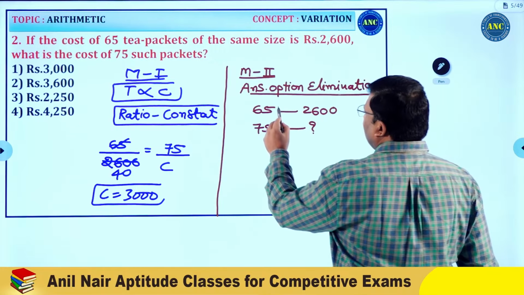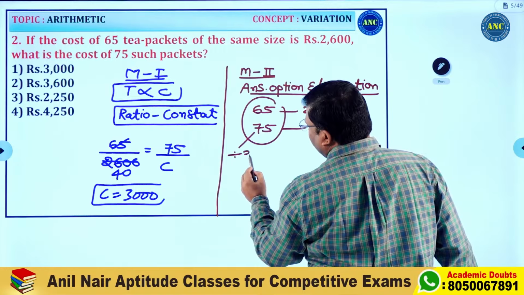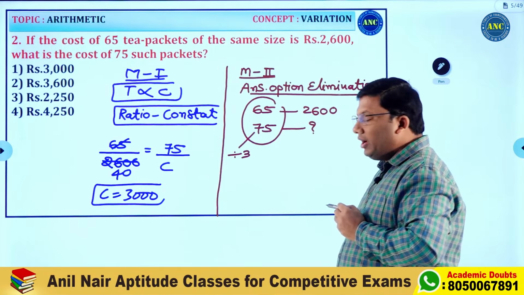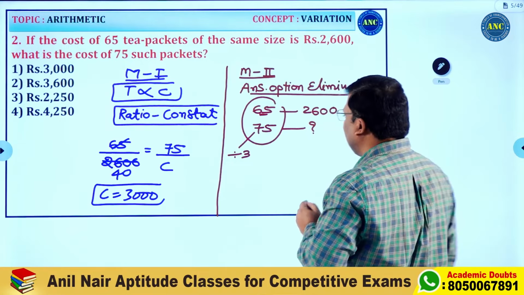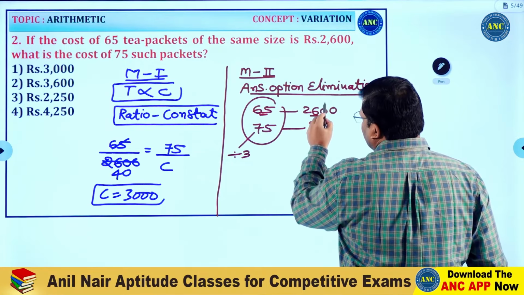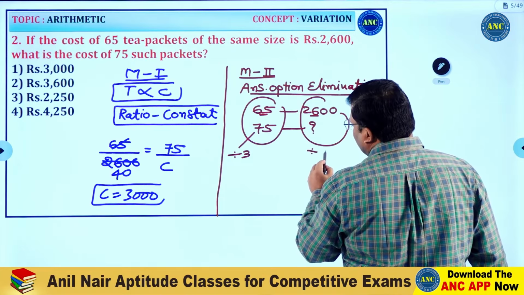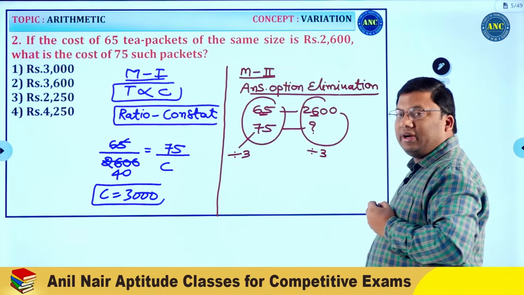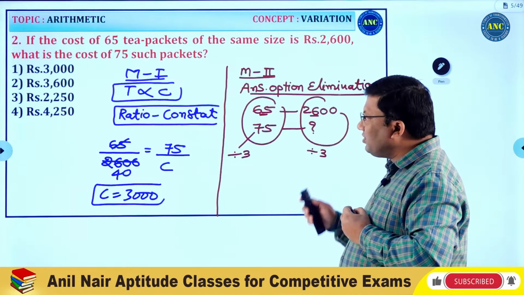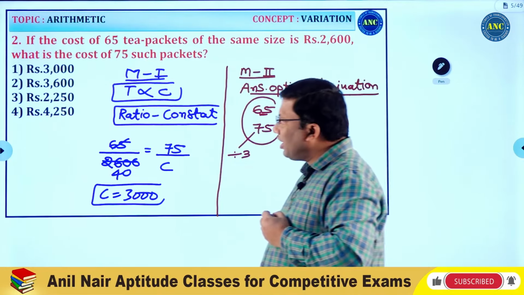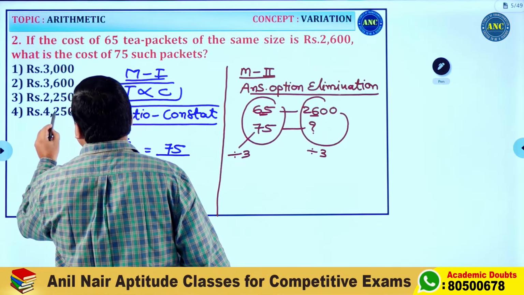See here, on the left hand side, 75 is divisible by a prime number, 3. I have not taken 13 because 65 is 5 into 13, so here also 13 is there. Left hand side one number is divisible by 3, so right hand side also one number should be divisible by 3. 2600 is not divisible by 3. That means the question mark should be divisible by 3.